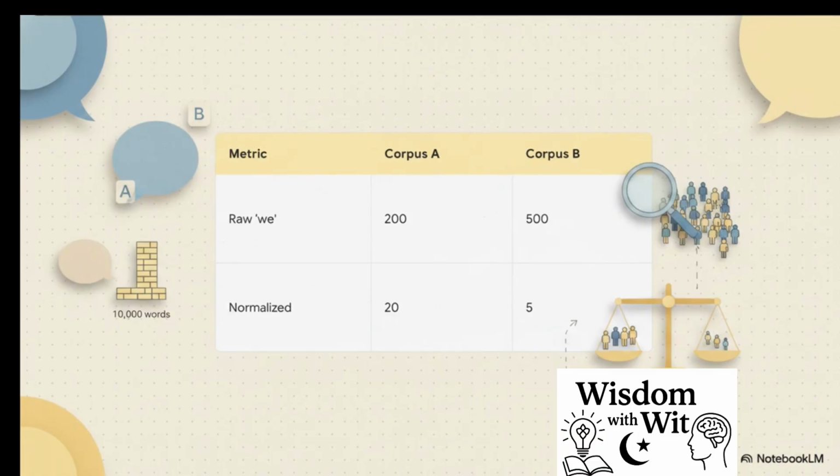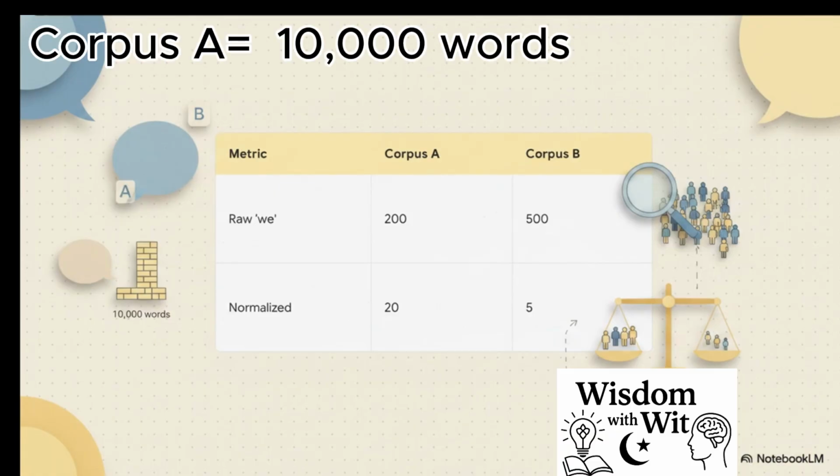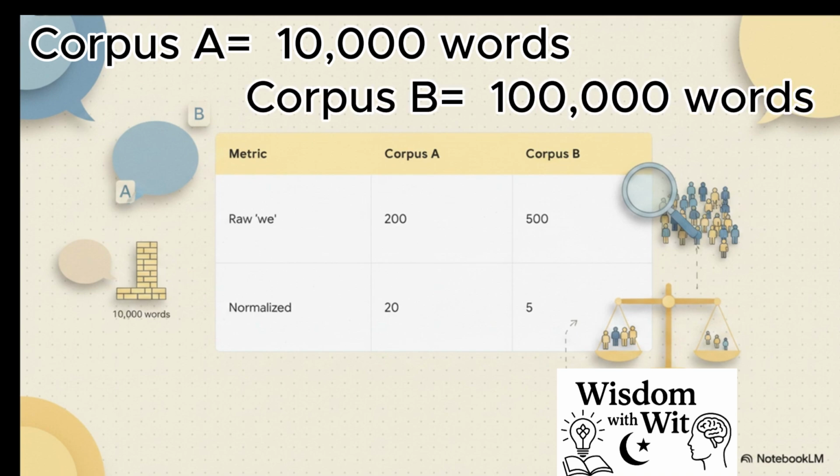Imagine you're comparing two different datasets. Corpus A is pretty small, say 10,000 words. Corpus B is massive, 100,000 words. Now let's say the word we shows up 200 times in Corpus A and 500 times in Corpus B. If you only look at that raw frequency, you jump to the conclusion that Corpus B uses the word we way more. But that is dangerously misleading, because Corpus B is 10 times larger.